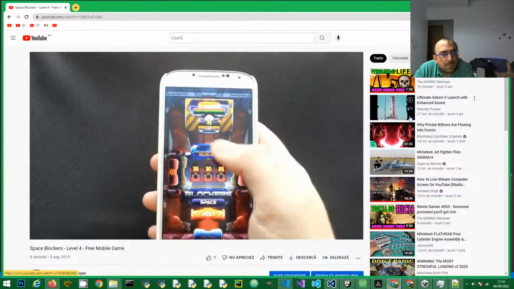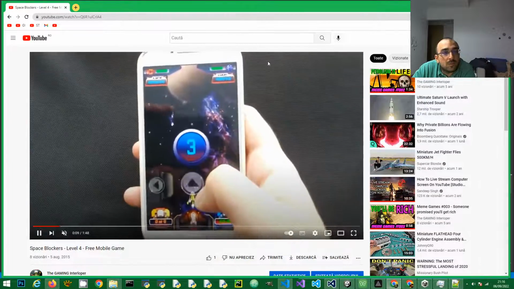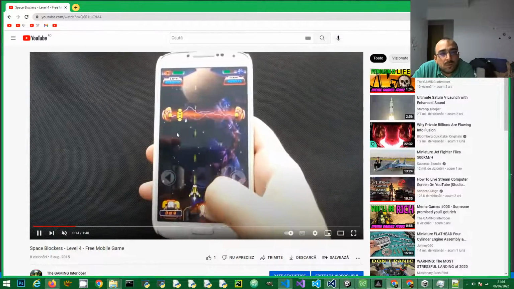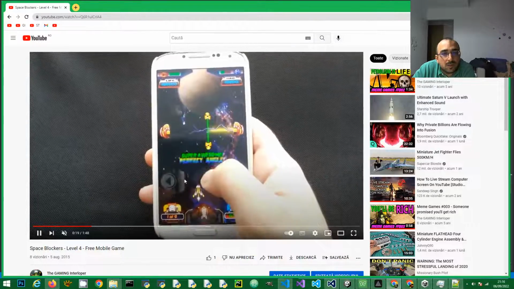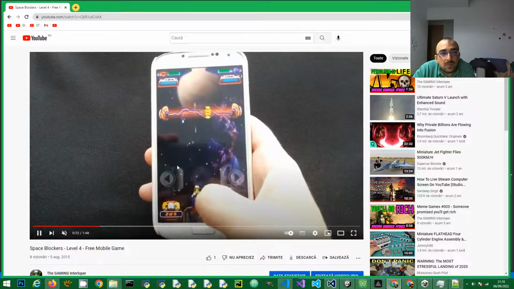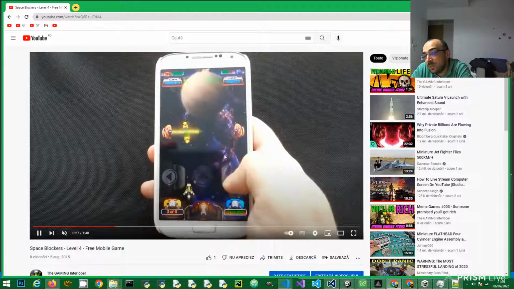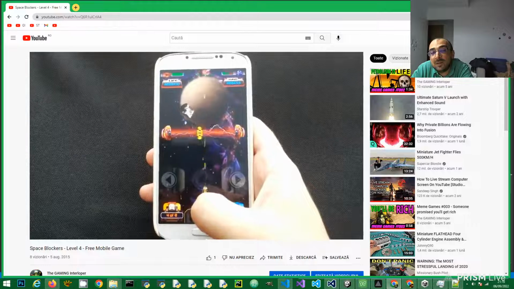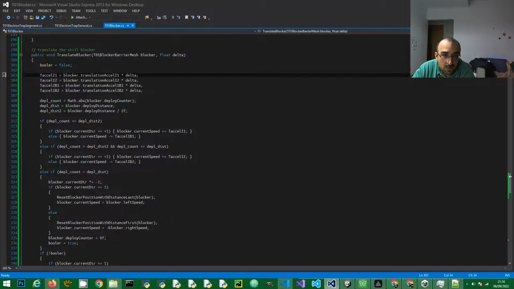Exactly, level 4. Good. So this is where they are. Okay, so they move left and right. You see? Good. Left and right. This one is faster. Good. This one is a rotational blocker. It rotates only. Left and right. You see? Good. So left and right. This is what this function does.